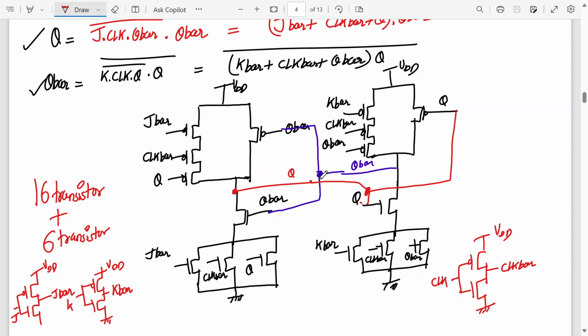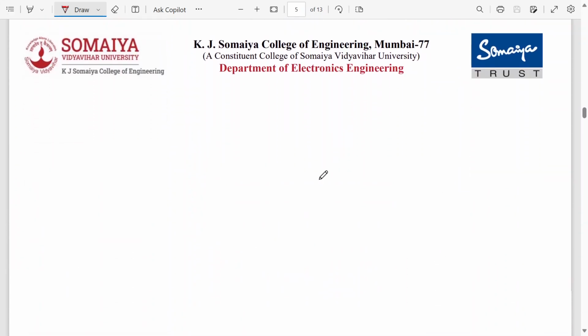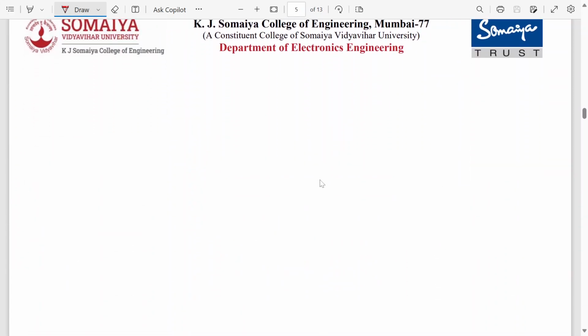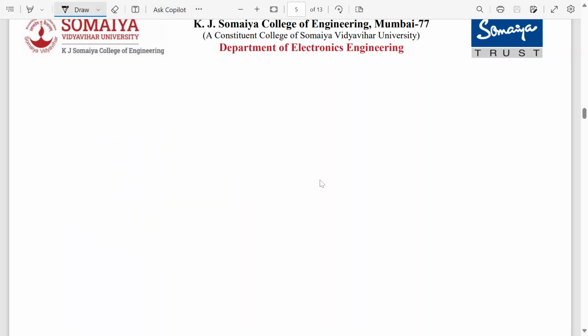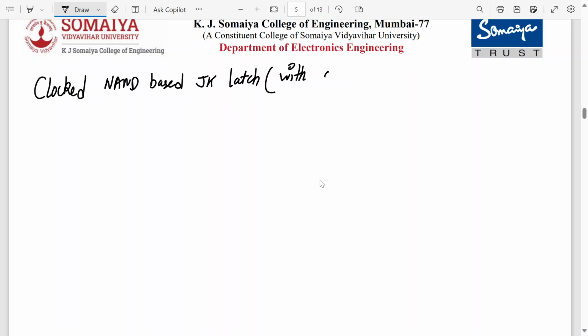Now we'll study one more category of JK latch. Do you know preset and clear condition in digital ICs? Have you heard of it? So write down clocked NAND based JK latch with active low preset and clear.